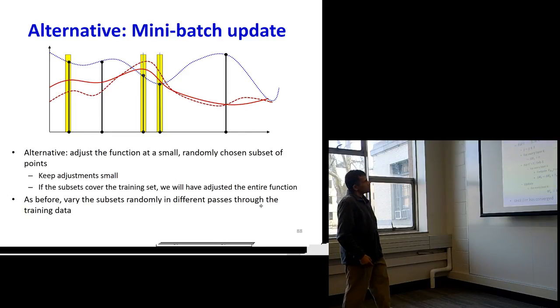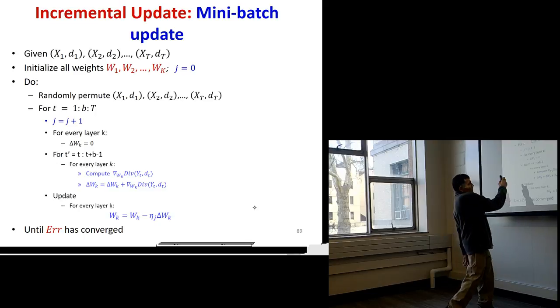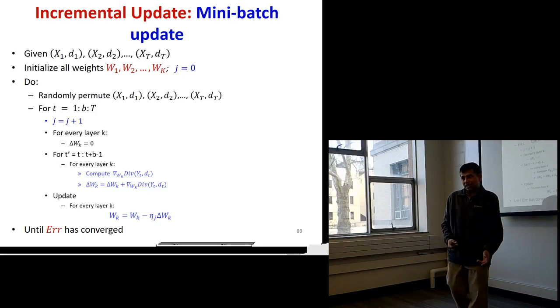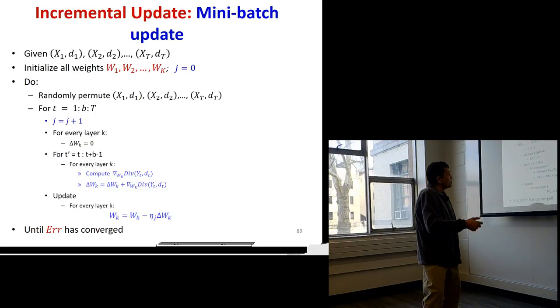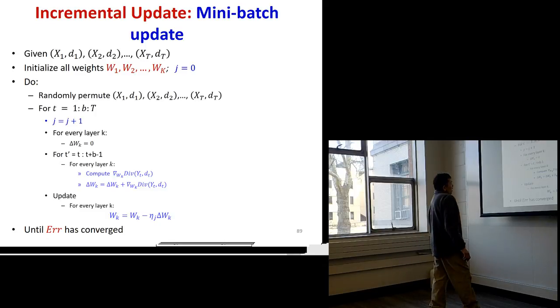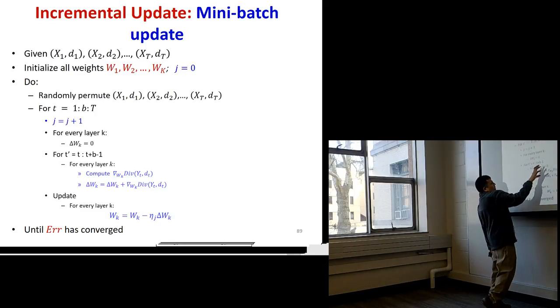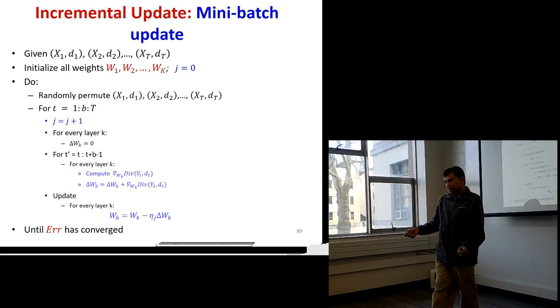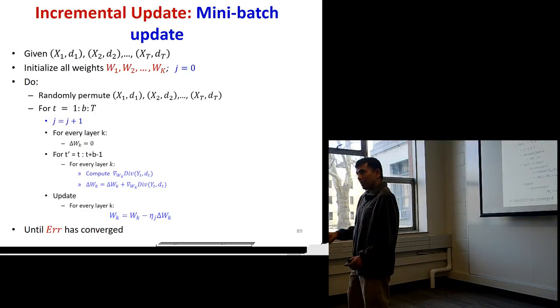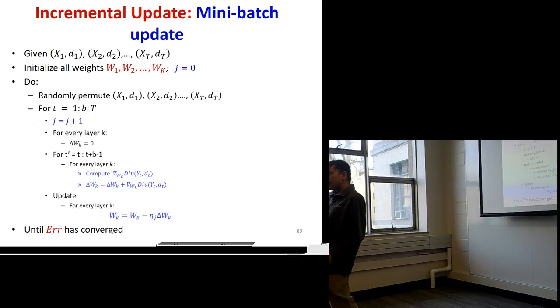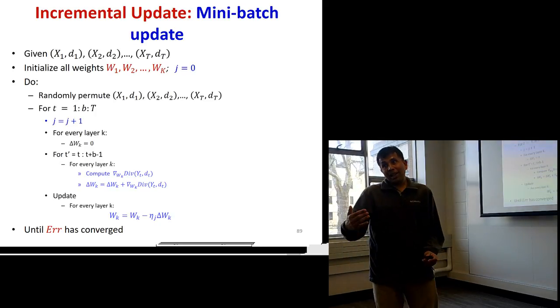So the update rule is going to look something like this. Again, remember we have to randomize the process, right? So first you'd randomly permute your inputs, then you would compute the average gradient over a small number of inputs, this is what we call a mini batch, and then update your parameters, then grab another set of B inputs, find the average gradient.